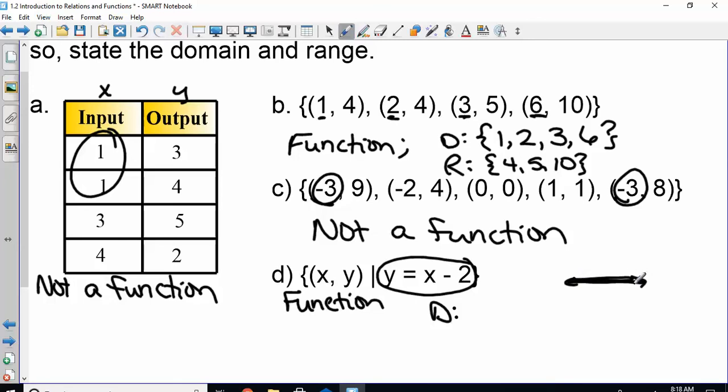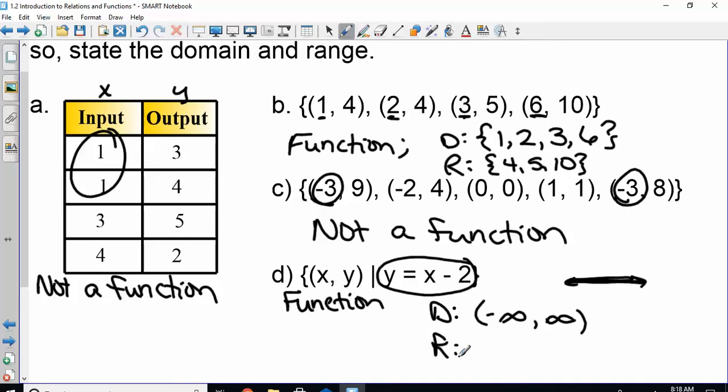Interval notation goes left to right. From the left, it's going forever in the negative direction, so that's negative infinity, comma, it also goes forever in the positive direction. That's positive infinity. Infinities always get parentheses. So in interval notation, that's how we write all real numbers: negative infinity to positive infinity.